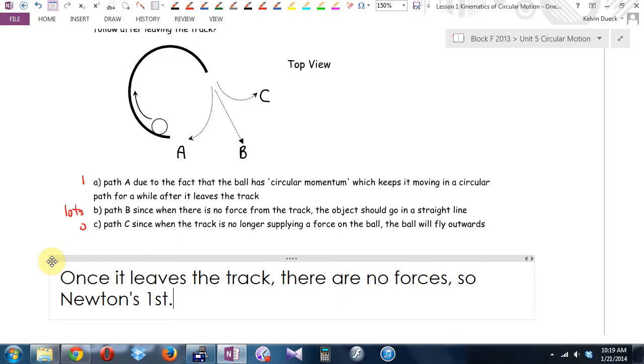By the way, when it's in the track, is it traveling in a straight line at a steady speed? No, it's changing direction. So that must mean that there must be a force acting on it while it's in the track. Okay.